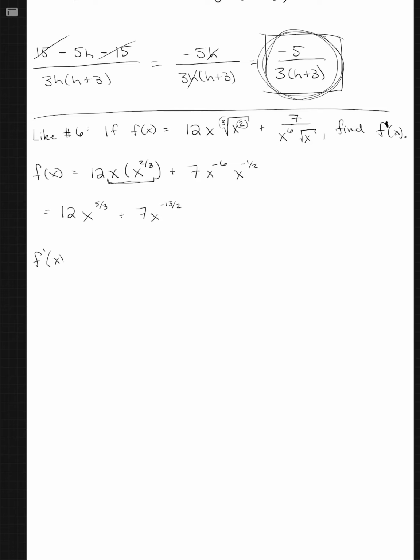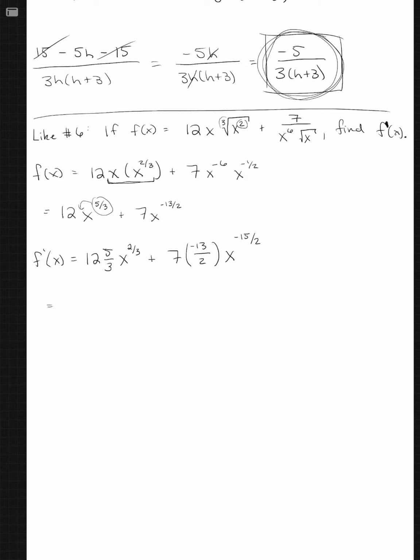So f prime of x, we can pull that constant out. We bring this power down. So 12 times 5/3. And then we take that power and we subtract 1 from it. So we get 2/3 out of it. We take the 7 and we pull it out front. We bring that power down to multiply it. And then we subtract 1 from that power. So that becomes -15/2.